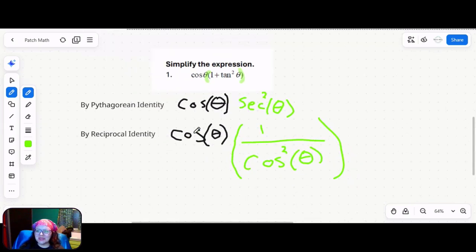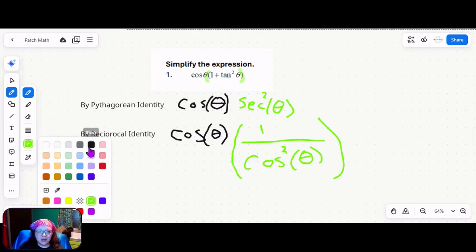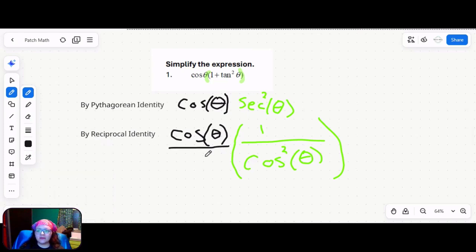And now we see we've got something that can cancel. We can make any number a fraction by sticking it over 1. And we can multiply straight across the top and straight across the bottom to find that this is cosine of theta over cosine squared of theta.